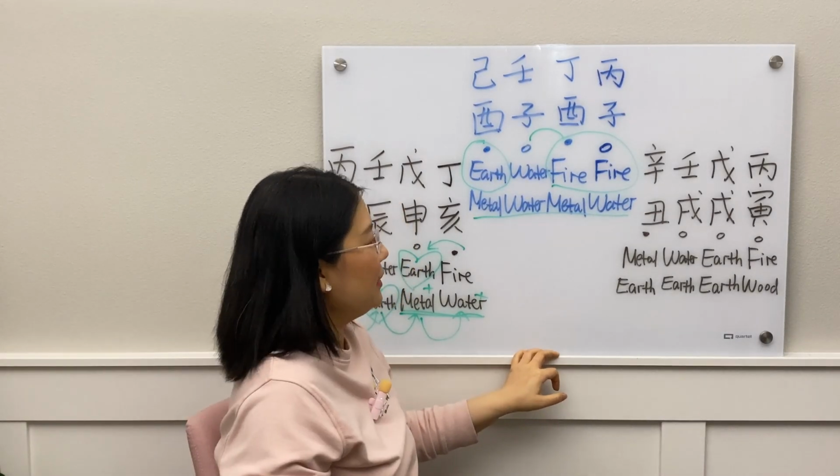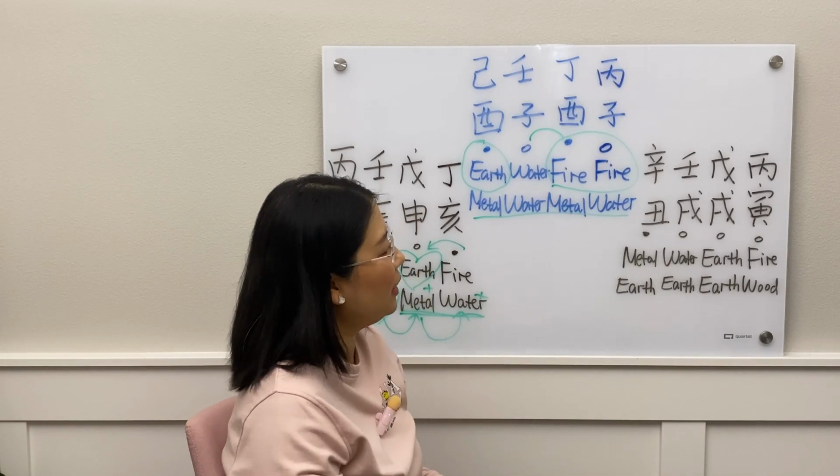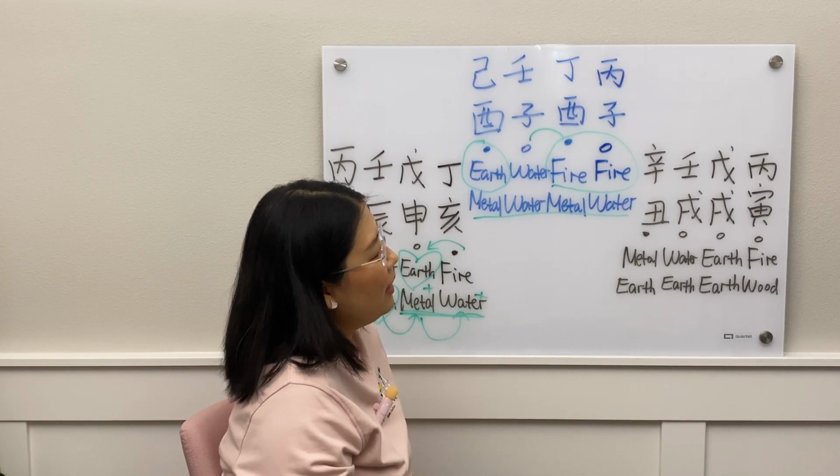Last but not least is this young water born in the month of October. The annual pillar is yang fire and wood.